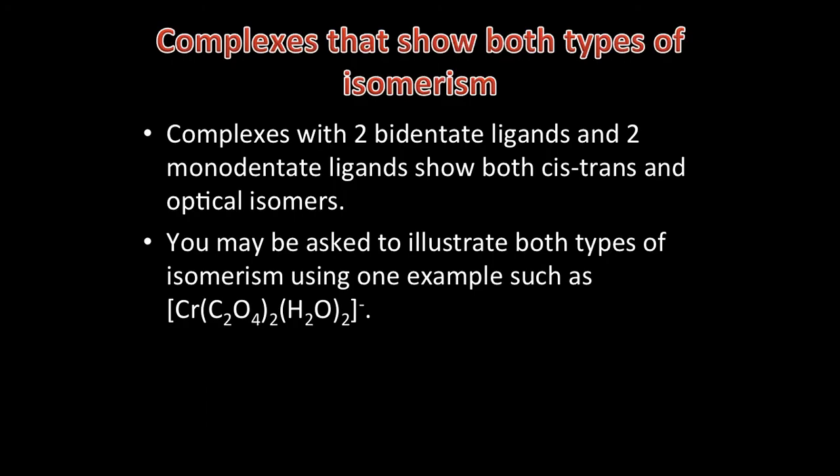A common exam question involves complexes that show both types of isomerism, cis-trans and optical. Complexes with 2 bidentate and 2 monodentate ligands show both of these types. And you may be asked a long answer question where you have to define both types of isomerism and use an example to illustrate them. You can have a go now if you wish with the complex [Cr(C2O4)2(H2O)2]-, with an overall charge of -1. We came across this earlier in the lesson. This may help to aid your understanding.